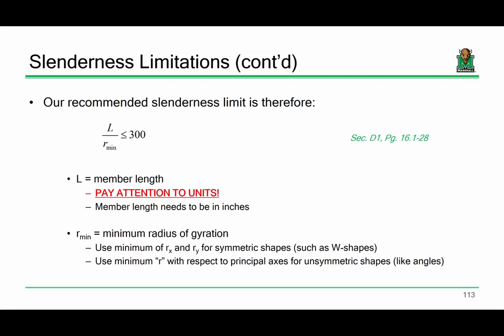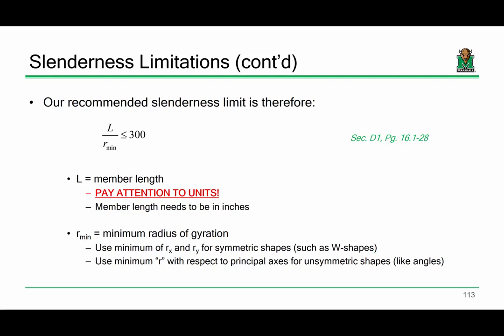Now keep in mind, L over R less than or equal to 300, that's a pretty loose limit. That's really not that hard to assess. Now let's talk about the radii of gyration. Does anybody remember how you compute that from mechanics? The radius of gyration is the square root of I over A. It's the square root of the moment of inertia divided by the area.